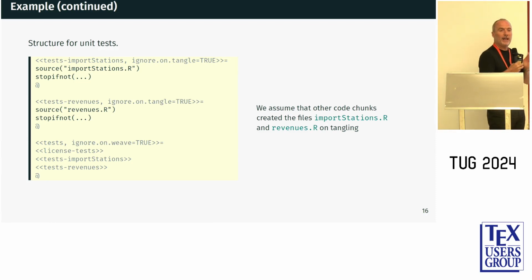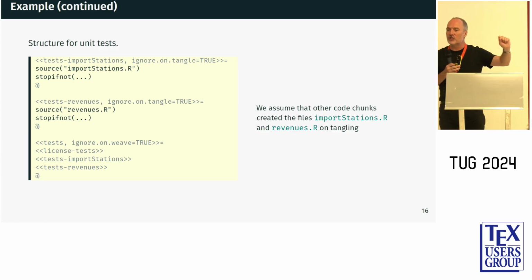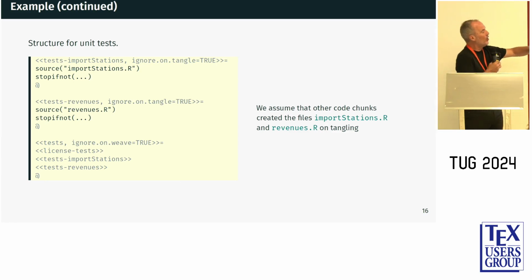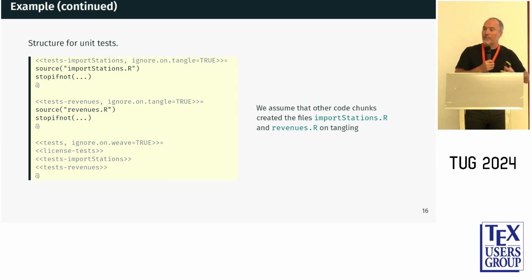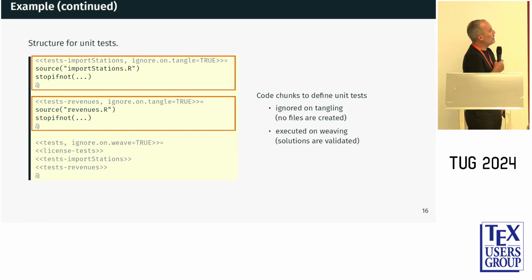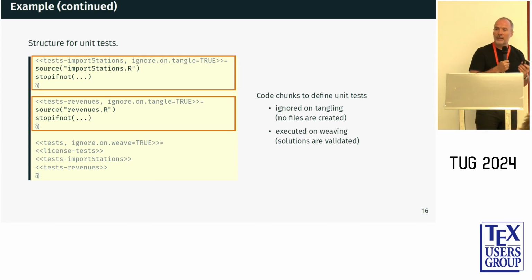Now, if we look at the unit tests, let's just assume that I mentioned in the previous slide that a file called importstations.r would be created. Let's just imagine that another file called revenues.r will be created also on tangling. So now tangling is done. My files are created on the disk, and weaving of the document continues. And eventually we end up on the following code chunks. Well, what are they doing? They're the unit tests that on tangling will be created as .r files that will be distributed to students.